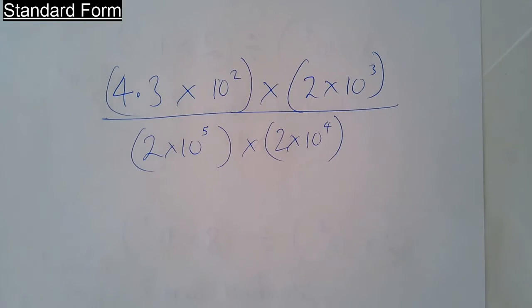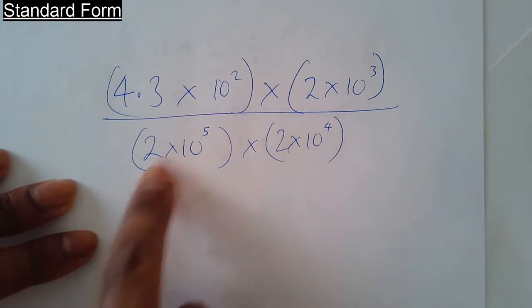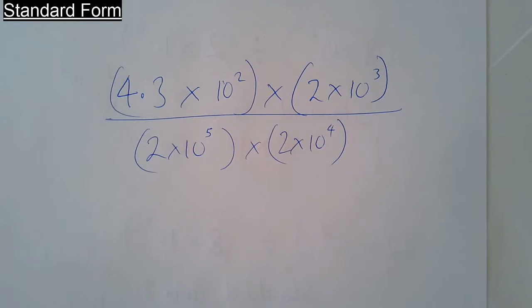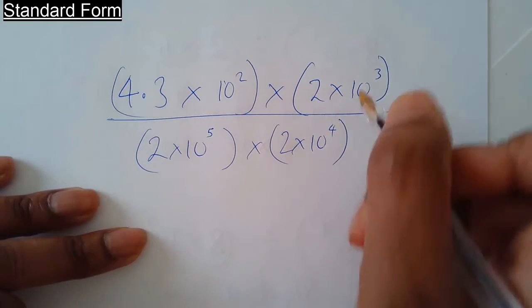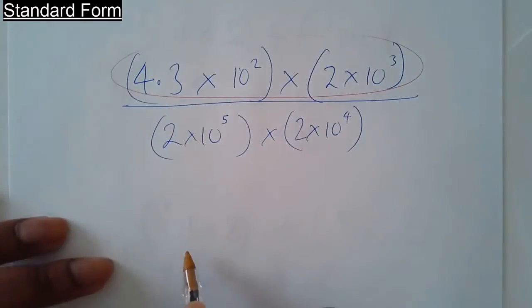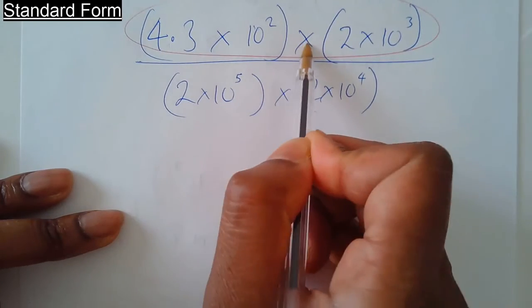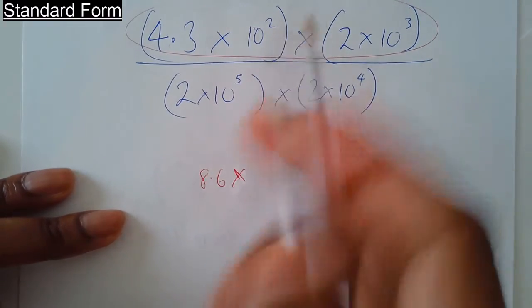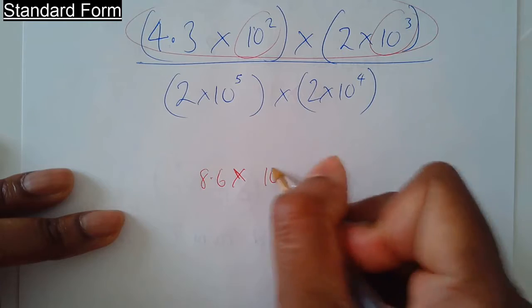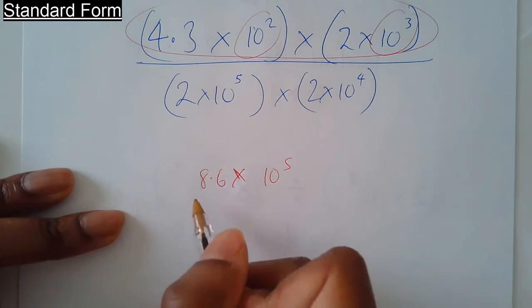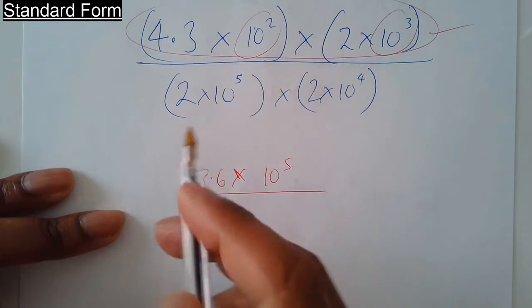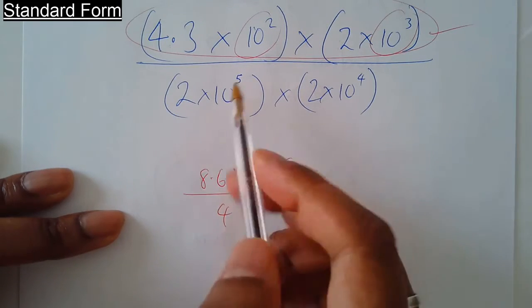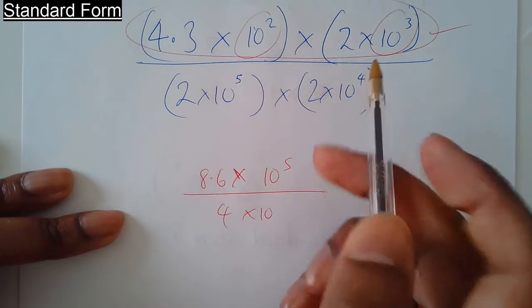Right, slightly difficult because we've got a problem on the numerator and a problem to deal with in the denominator. We'll just do it one by one. Let's just focus on the numerator for the time being. Right, I'll do it here. 4.3 times 2 is 8.6. Now this bit, that'll be 10 to the power of 5. 2 add 3 is 5, right? Numerator is done. Now the denominator. 2 times 2 is 4. Now 5 add 4 is 9. 10 to the power of 9.